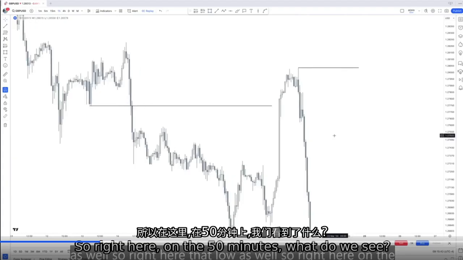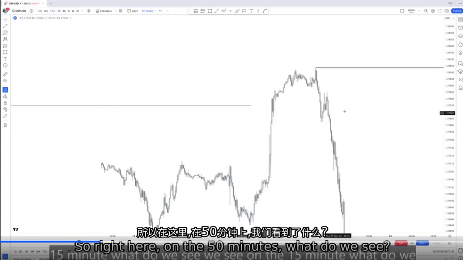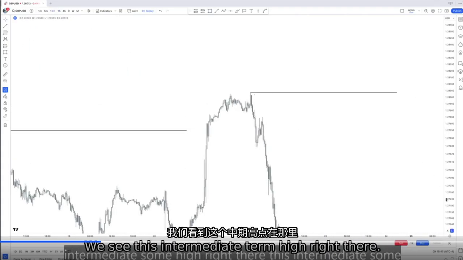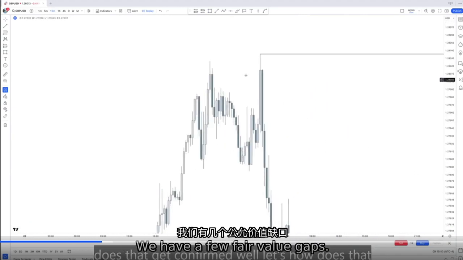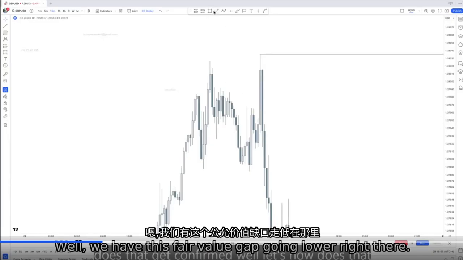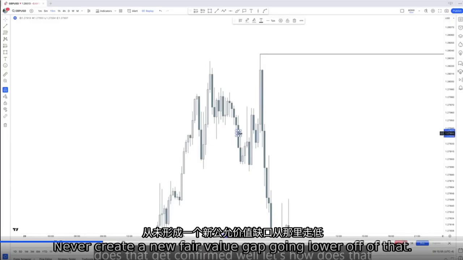So right here on the 15-minute, what do we see? We see this intermediate term high right there. How does that get confirmed? Well, let's look at before it actually. We have a few fair value gaps, or do we? Well, we have this fair value gap going lower right there. Never creates a new fair value gap going lower off of that.